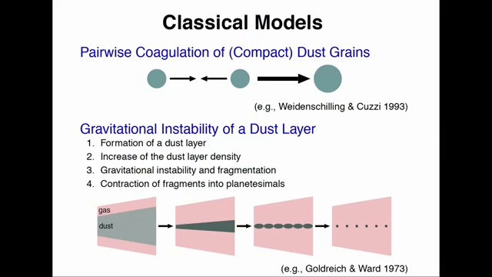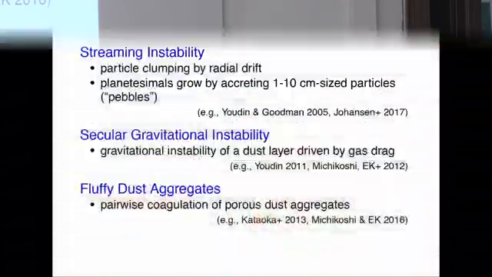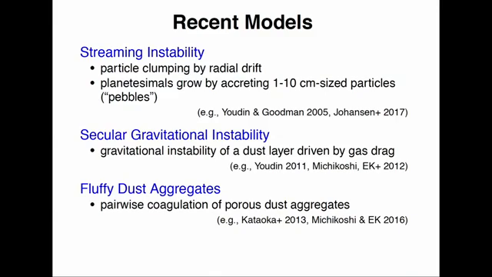So I list 3 recent models. The first one is streaming instability. I'm sorry, I don't have time to go into details, but this is a kind of 2-component fluid instability. It's like a traffic jam effect. So in the streaming instability, particles form clumps, and there we can expect gravitational instability to form planetesimals.